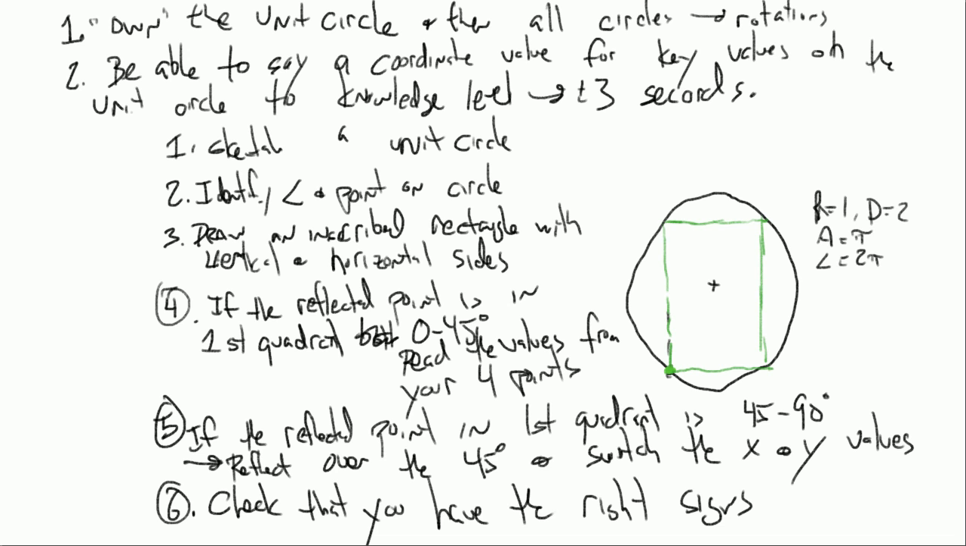All right, so sketch the unit circle, identify the angle and the point on the circle that you're interested in, draw an inscribed rectangle with vertical and horizontal sides, and then check that reflected point. If it is from 0 to 45, you just read off the values, and if it is above 45, you reflect it back down to the first 45 degrees and read off the values switched. That's the process of owning the unit circle, and it's predicated on owning 4 points on the unit circle. So let's go to that.